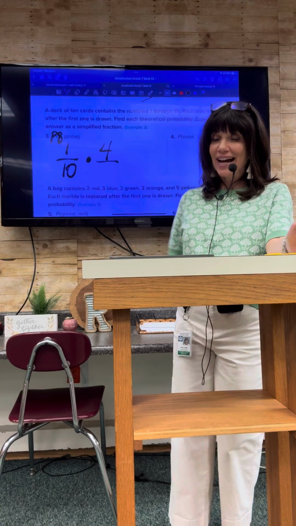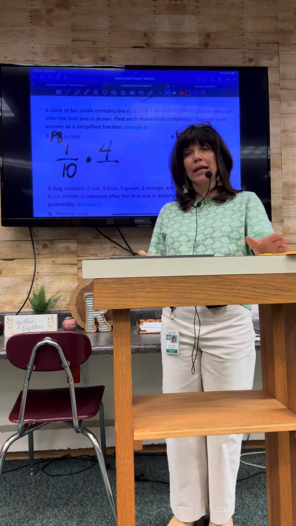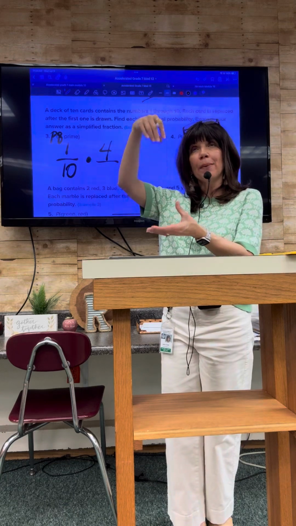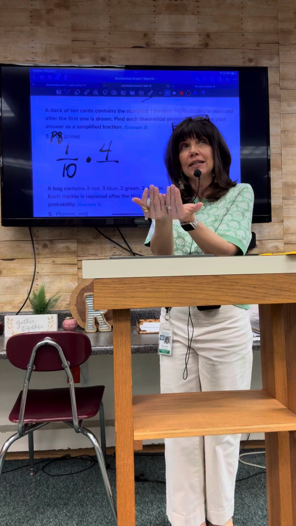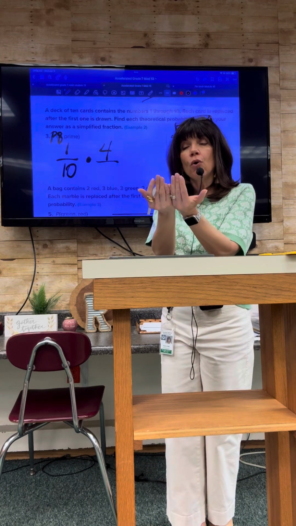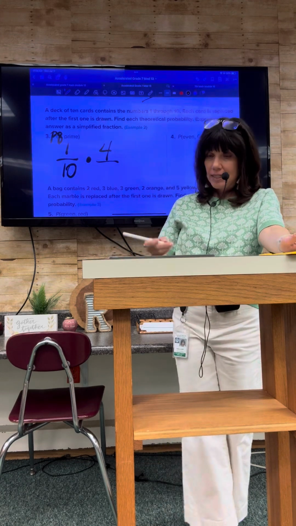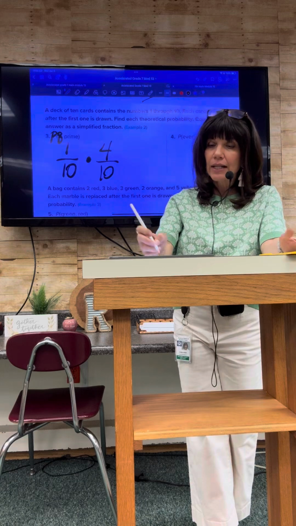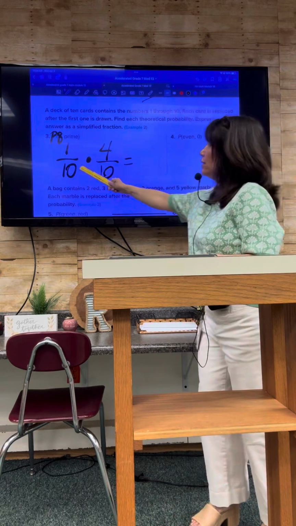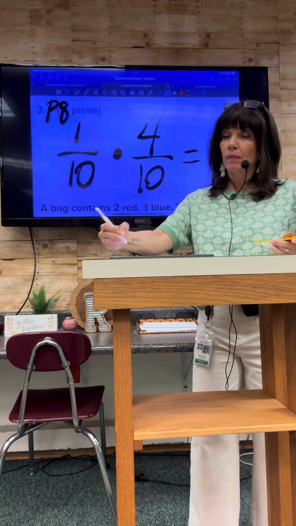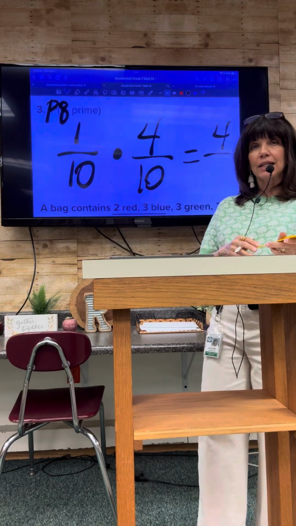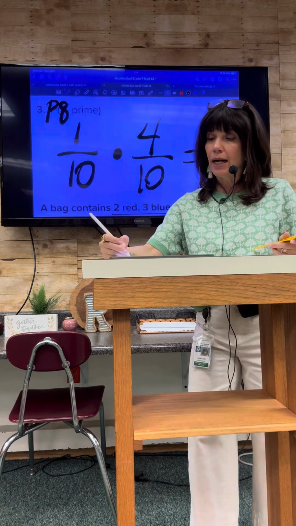Numerator. Okay? And what is still our denominator? Because we put that first card back in the stack and we still pulled out of 10. So what is my denominator? 10. Excellent. Now let's multiply. Numerator times numerator. 1 times 4 equaling 4. 10 times 10 equaling 100.